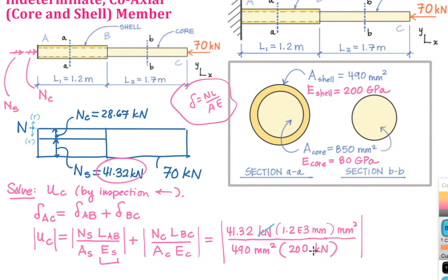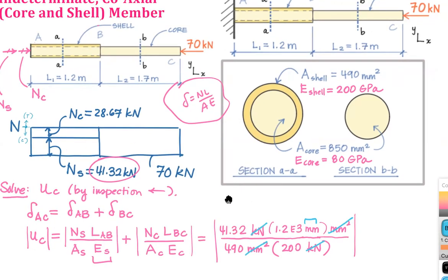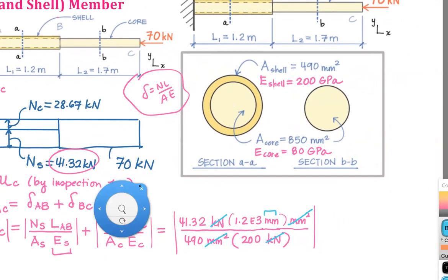Pause, check your units like you always, always, always do. And we see that everything cancels out except the millimeters, which is good because we're computing deformations in order to get a translation. So delta for deformation, U for translation, two related but different concepts. Okay, so we're all set there. And now we do the other term.